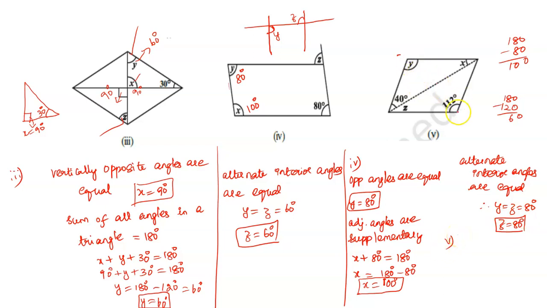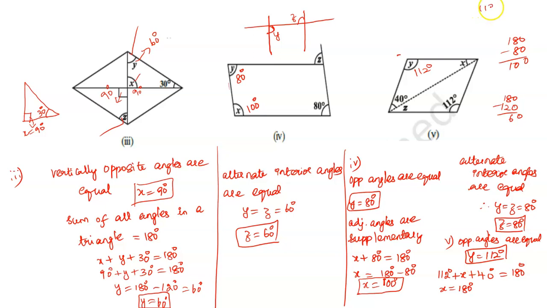Coming to the fifth problem, here these two are opposite angles. Opposite angles are equal, therefore y is equal to 112 degrees. So this angle is 112. Again, the sum of all the angles in a triangle is 180 degrees. So I can say that 112 plus x plus 40 is equal to 180.